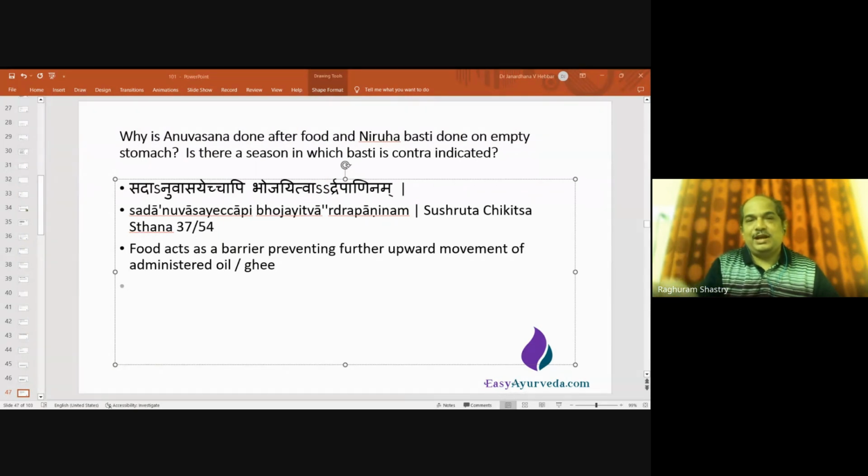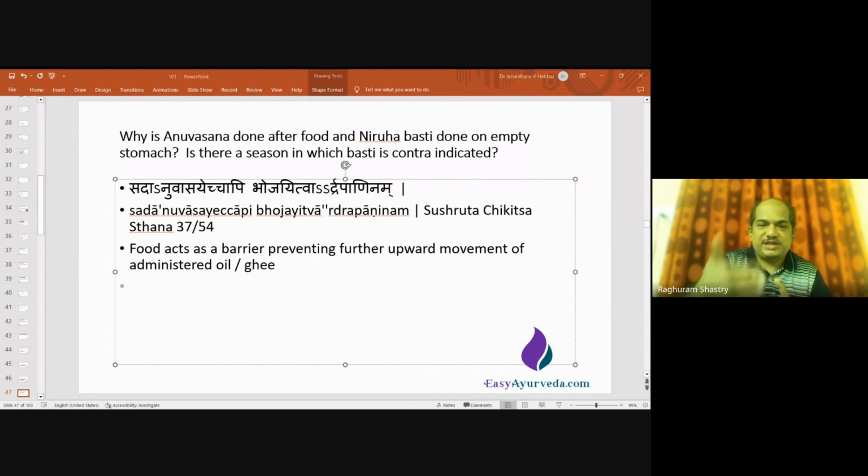The oil creates mischief and tends to move in an upward direction. Because the oil enema is lubricating and stays in the intestine for a pretty long time, a person taking Anuvasana Basti can tolerate and retain it for a pretty long time. But that is not the case with Kashaya Basti.